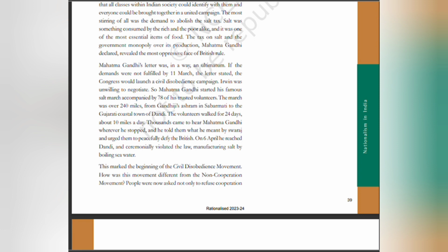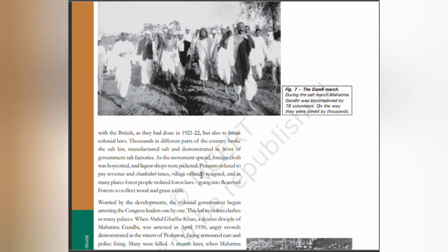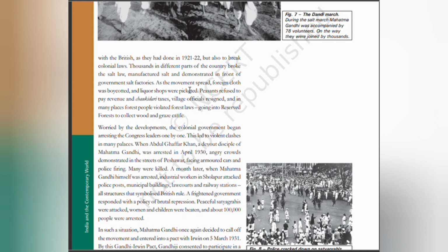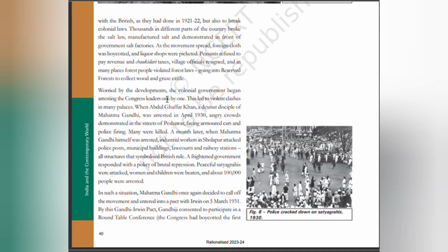How was this movement different from the non-cooperation movement? People were now asked not only to refuse cooperation with the British, as they had done in 1921-22, but also to break colonial rules. Thousands in different parts of the country broke the salt law, manufactured salt, and demonstrated in front of the government salt factories. As the movement spread, foreign cloth was boycotted and liquor shops were picketed. Peasants refused to pay revenue and chowkidari taxes, village officials resigned, and in many places forest people violated forest laws, going into reserved forests to collect wood and graze cattle.